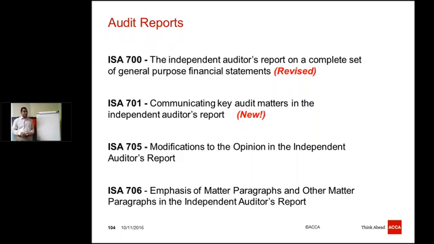So basically it is within ICCA 705 that modification of the opinion actually takes place, which obviously means also modification of the report. However, ICCA 706, as you can see on the slide, is emphasis of matter paragraph and other matter paragraph in the independent auditor's report.